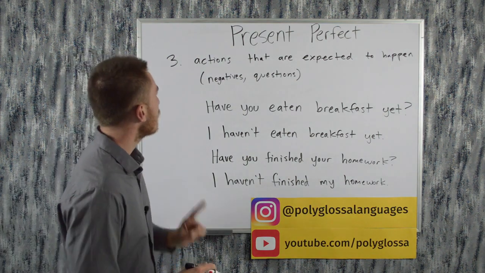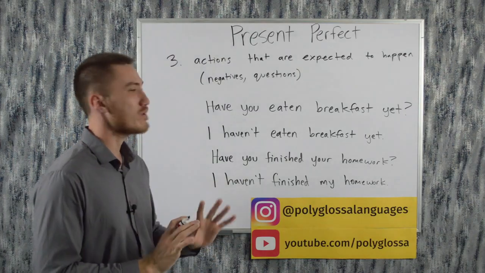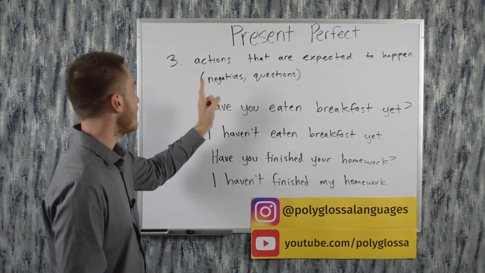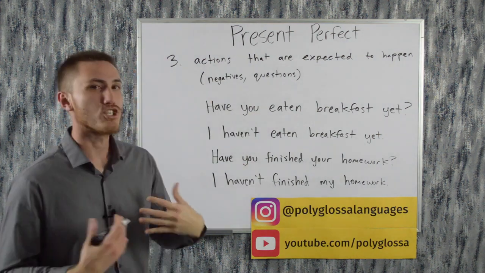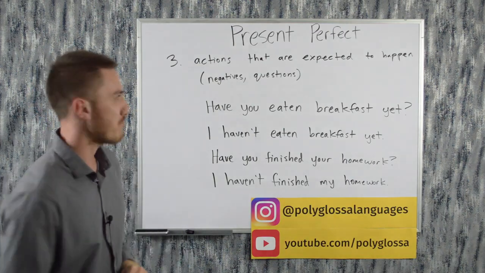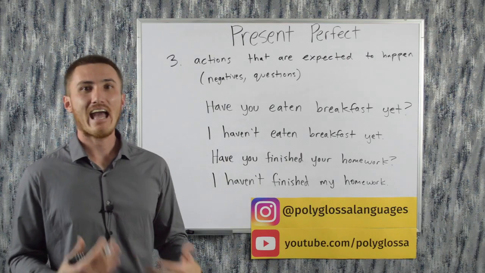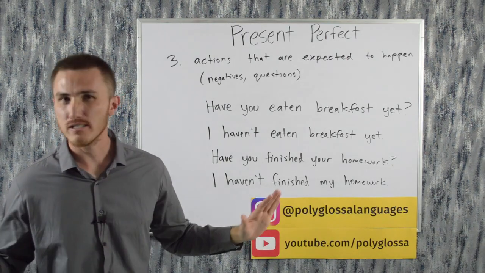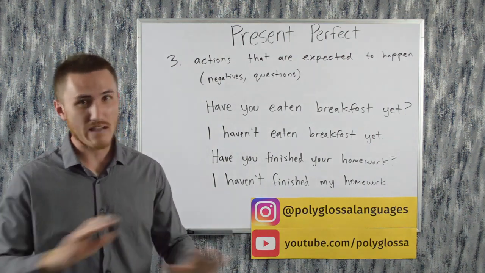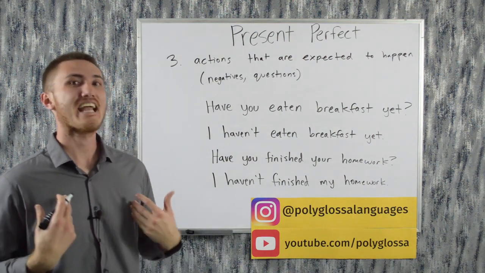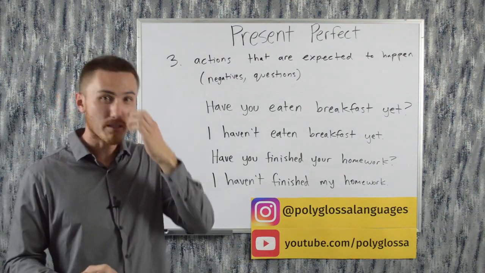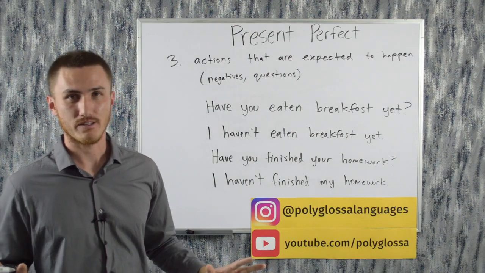So, as I mentioned before, in American English, we only use this usage of the present perfect with negatives and questions. We don't use it with affirmative or positive statements. For example, I would never say, I have eaten breakfast. I would never say that. I would never say, I have eaten breakfast already. I would never say that. And I would never say, I have finished my homework. I would never say this. And most Americans would never say this either, okay?